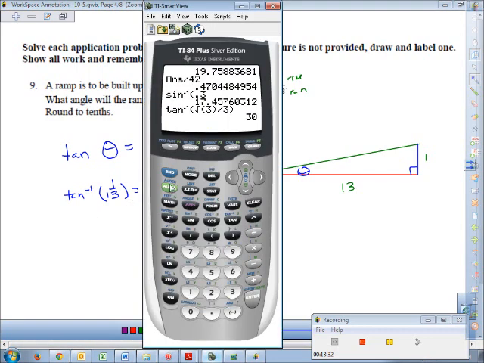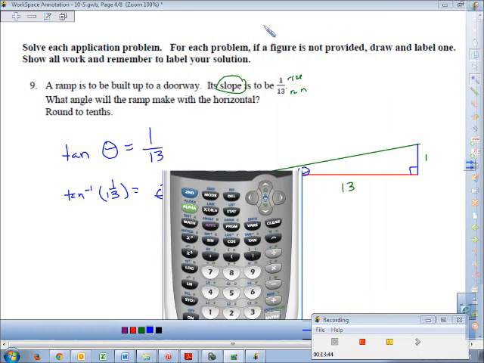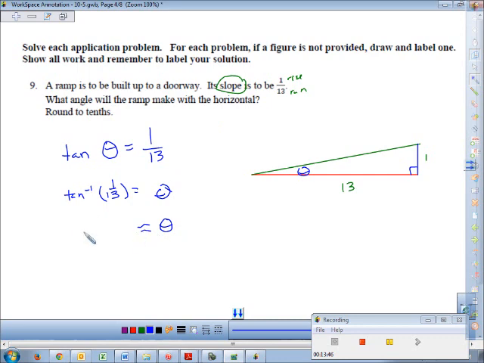And then tangent inverse of 1/13. Oh yeah. What did they tell us? Around 4 point what? So theta is about 4.4 what? That should make sense. I hope you've seen a ramp before. I hope you realize that ramps are designed mostly for wheelchairs, and there's no way that a wheelchair should climb a ramp that is that steep. You know what I mean? It should be very gradual, right? Very, very gradual. Small angle. Cool? Think about it. Next.